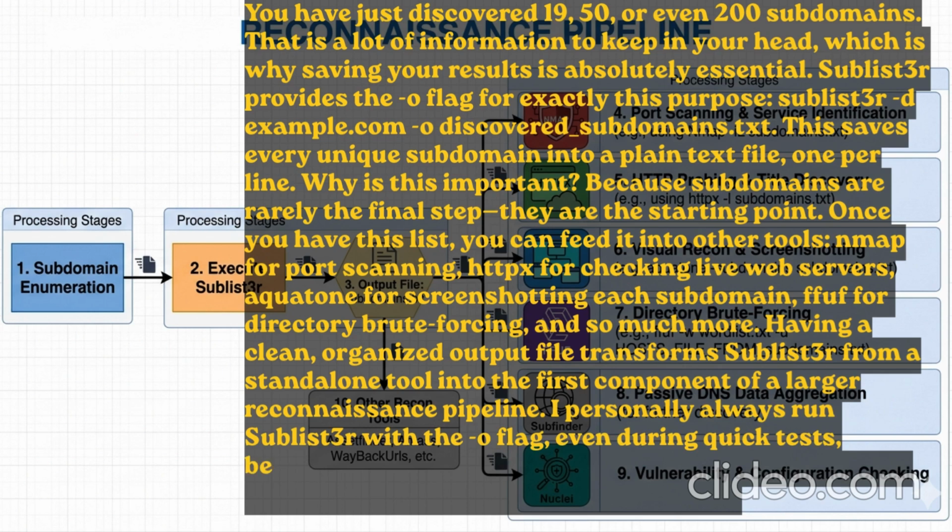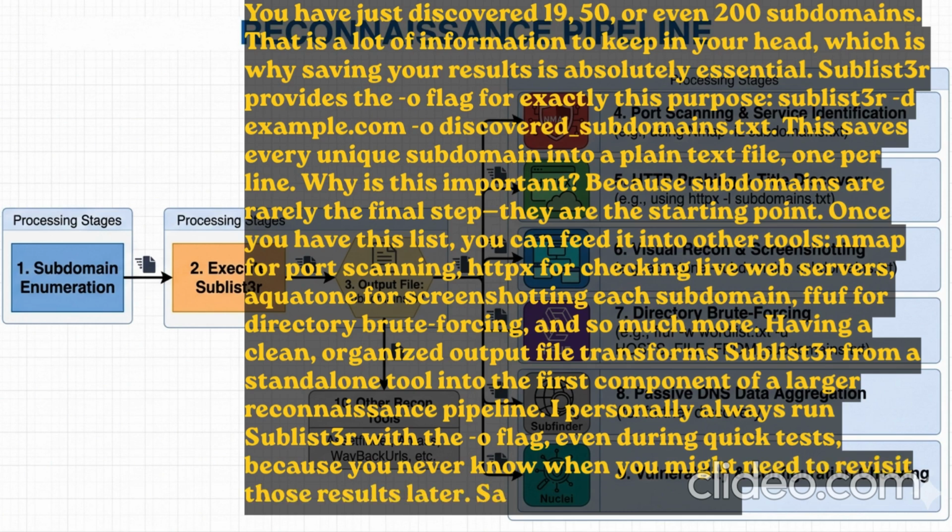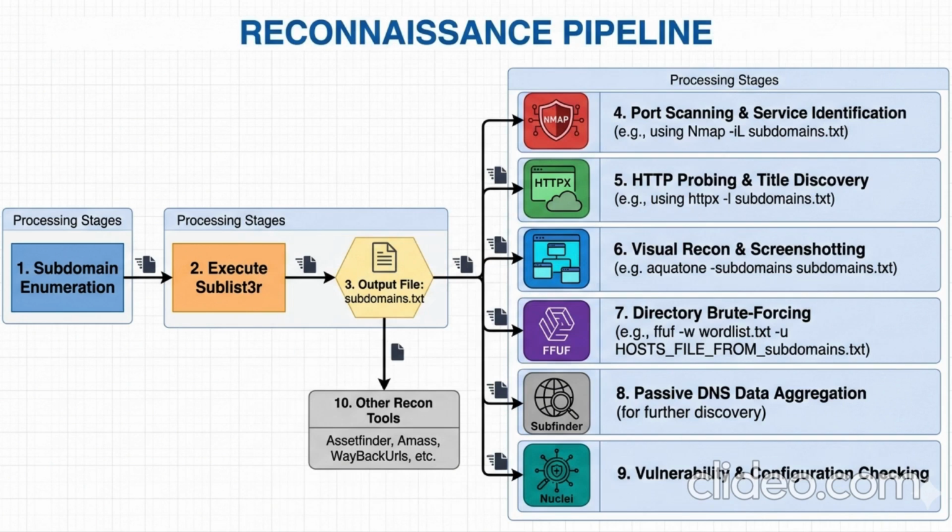I personally always run Sublist3r with the -o flag, even during a quick test, because you never know when you might need to revisit those results later. Save early, save often.